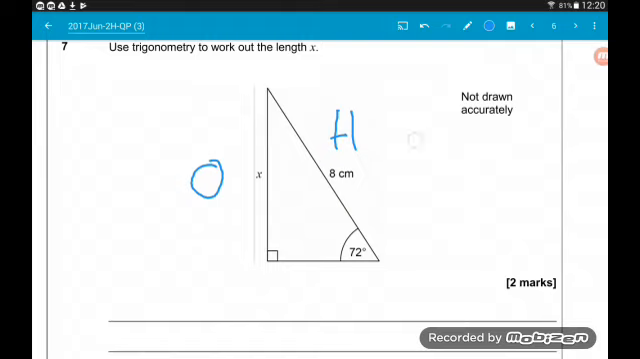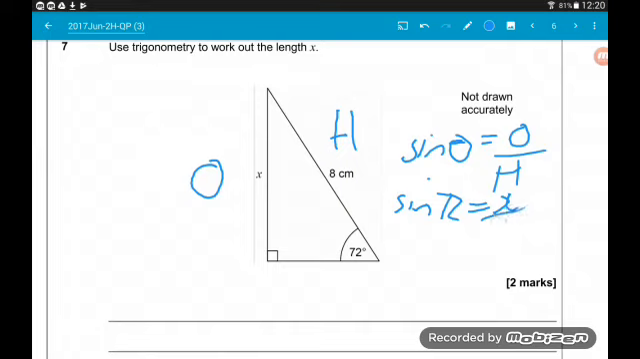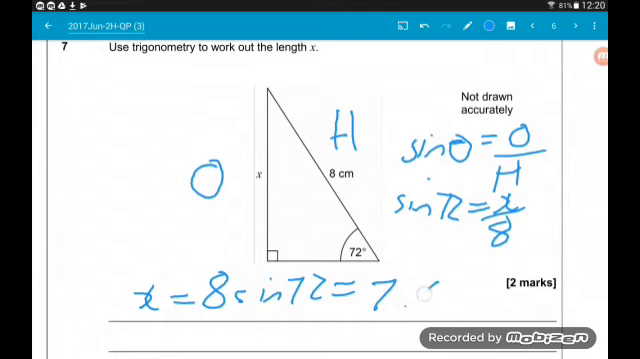So SOH CAH TOA tells us sine theta is opposite divided by hypotenuse. So here, sine 72 equals x over 8. So x is equal to, multiplying by the 8, 8 sine 72, which, plonk it in your calculator, is going to give us an answer of 7.6 centimetres. Jobs are good for number 7.